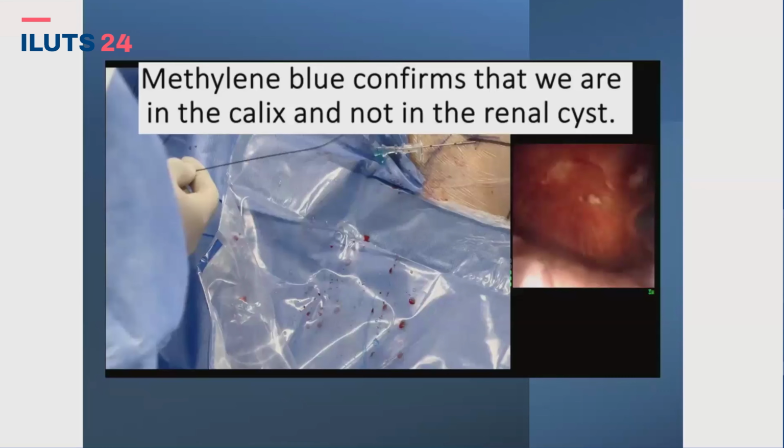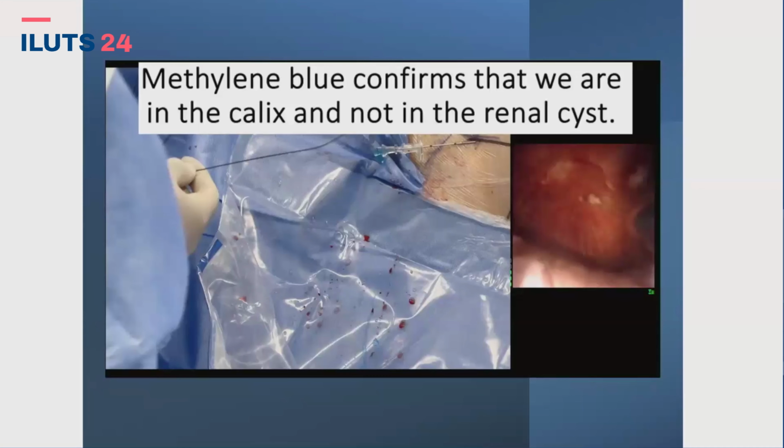Well, Davide knows very well that I don't like blue, but this is the only case with the renal cyst in which blue is useful, because you cannot have any blue in the cyst, but you have blue that you have placed from a retrograde approach. So you are in, definitely. So I'm sorry, but I will try to dilate.